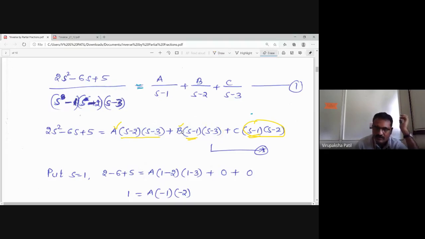So to make this common factor, these two at a time, we have to make this 0. So (s − 1) is a common factor in both. So we'll put s = 1 on both sides. If you put s = 1, 2 into 1 square is 2, that you have written here. 6 into 1, that you have written here, minus 6 plus 5 as it is, equal to a into (1 − 2), because you are putting s = 1, (1 − 2)(1 − 3).